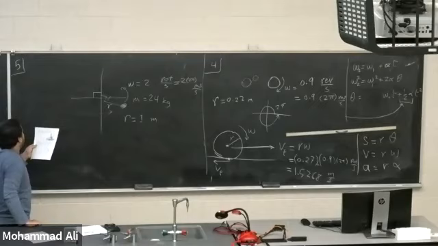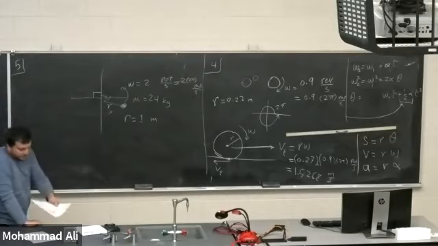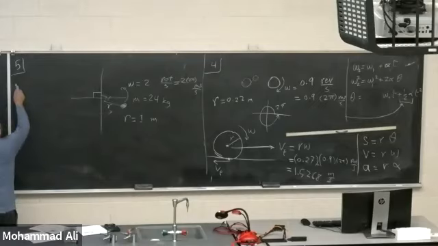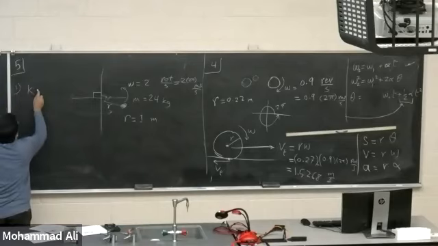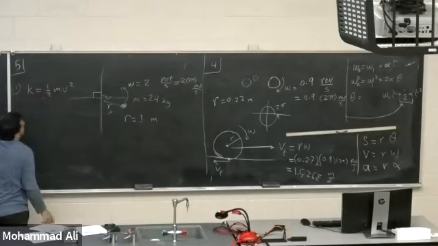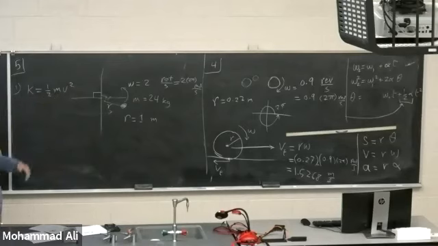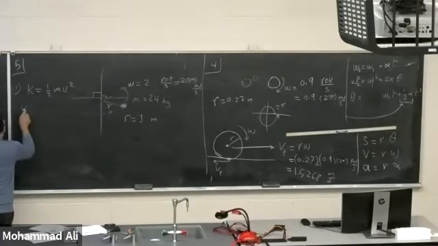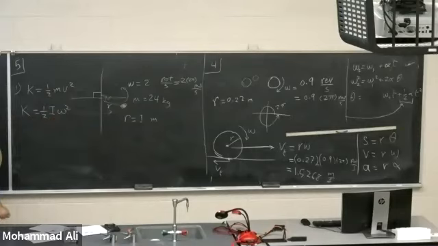Okay, what we need: find its kinetic energy. We need the kinetic energy, which is equal to 1/2 m v squared. This is the linear kinetic energy. You can also find the kinetic energy, which is equal to 1/2 I omega squared.